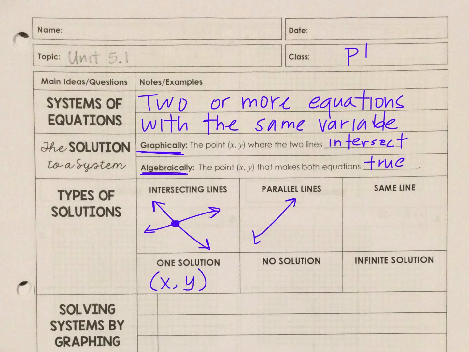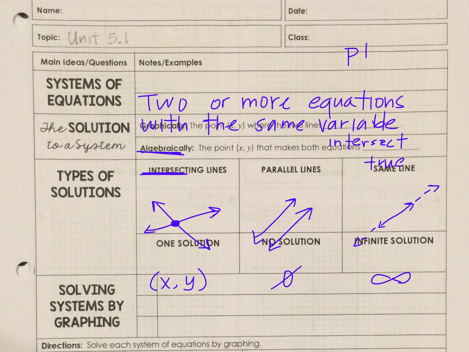Unless I have parallel lines. Parallel lines never touch, so they have no solution. The other option is if I have an equation and it actually turns out to be the same exact line on top of itself, and that means I have infinitely many solutions. So you will see what we mean as we go through this.